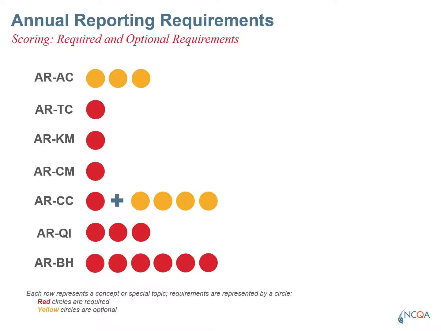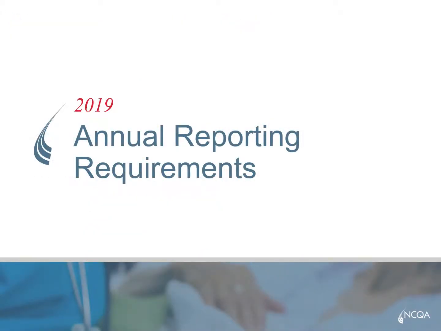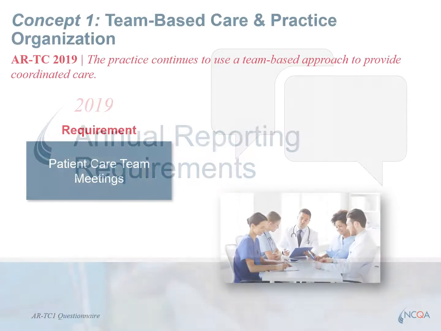There is also a special topic in each annual reporting period. The special topic this year is behavioral health, which is the same special topic from 2018. Red circles represent requirements, yellow circles represent options. Practices must respond to all 6 concepts and the special topic. Next, we'll review the annual reporting requirements for each concept in detail.